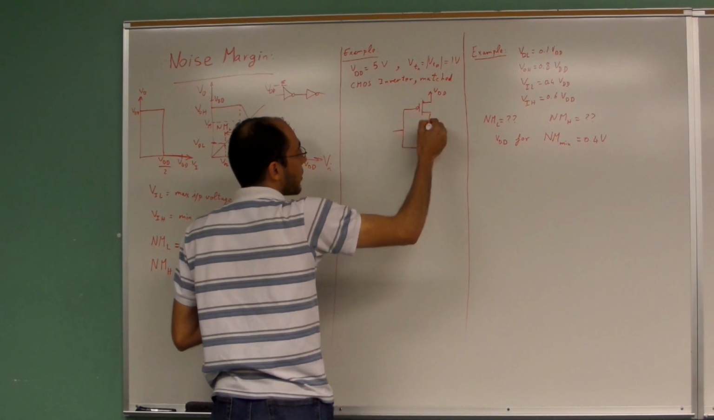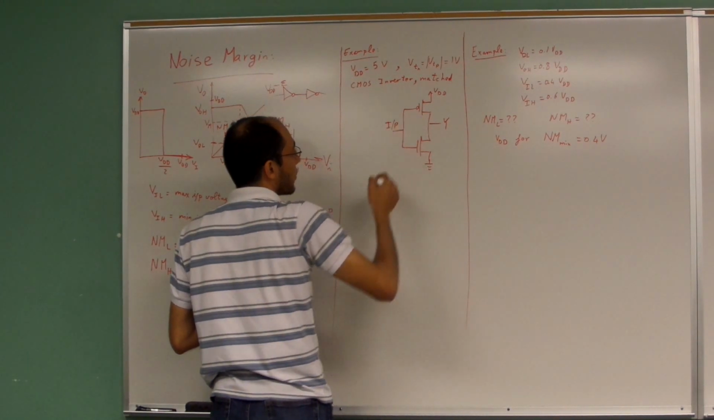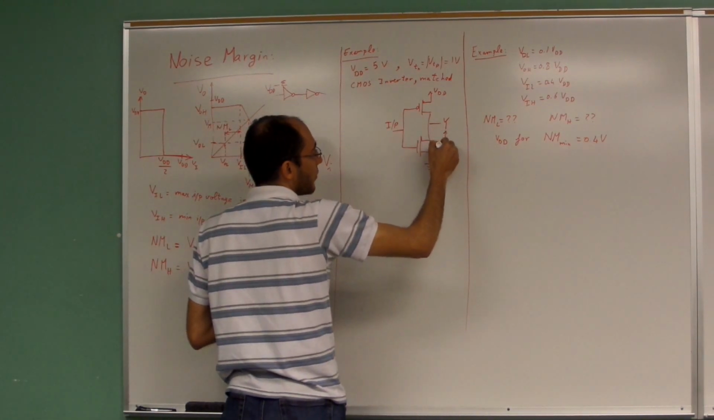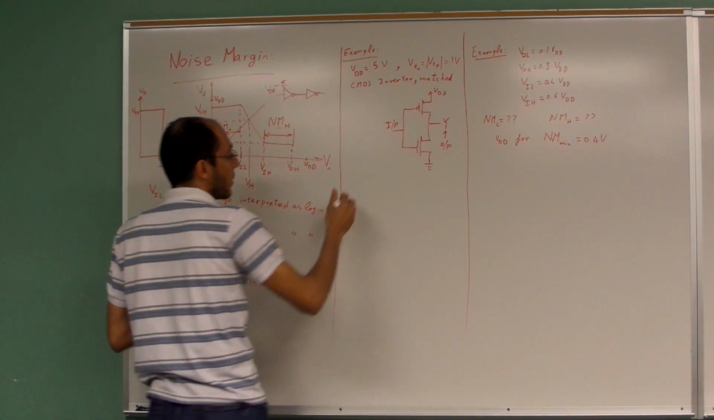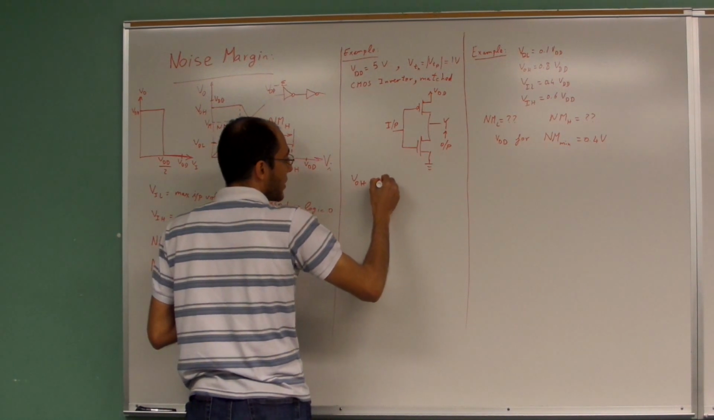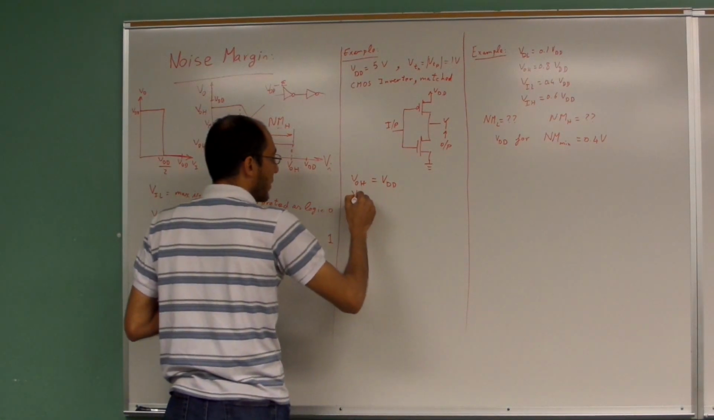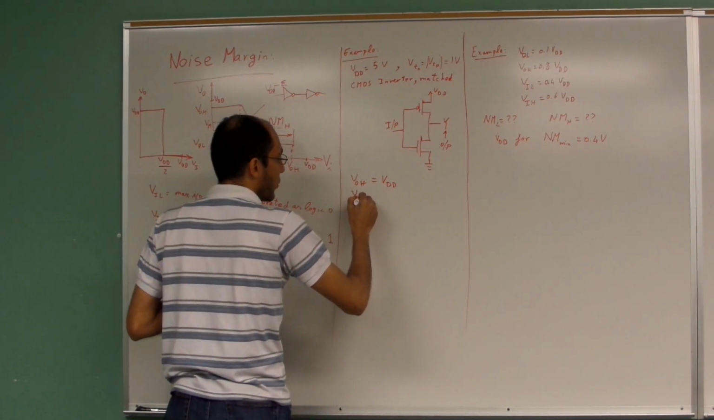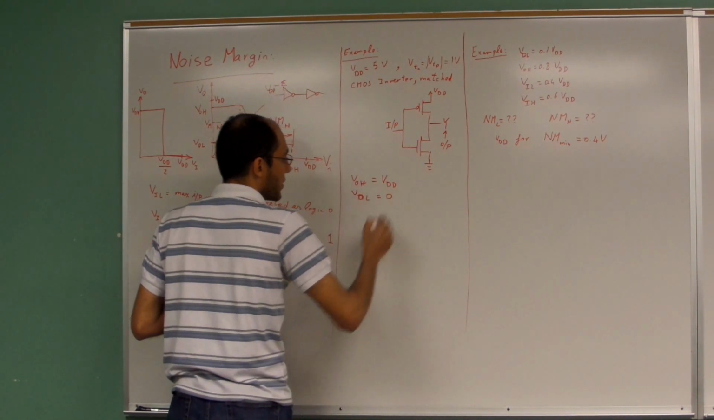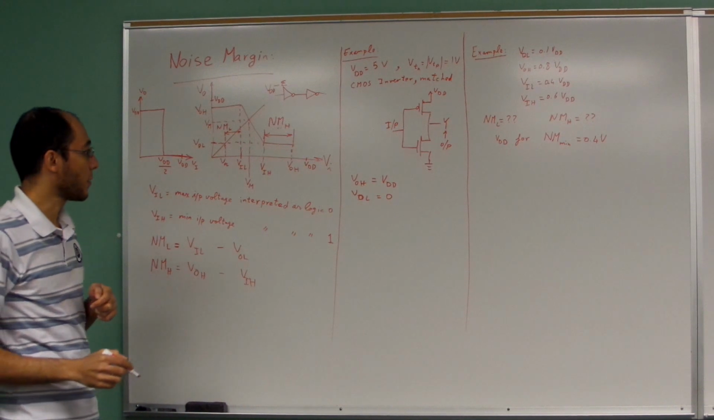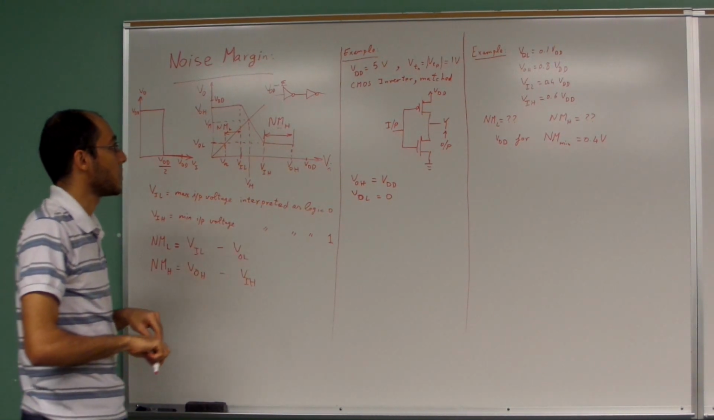What is a property of the matching? That is the input. This is the output. What is the property of a matched inverter? First of all, V output high is equal to VDD. V output low is equal to 0. These are two of the properties of the matched CMOS inverter.